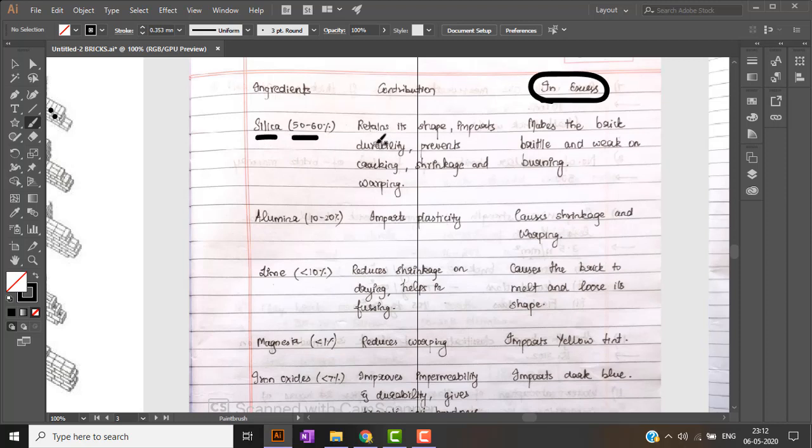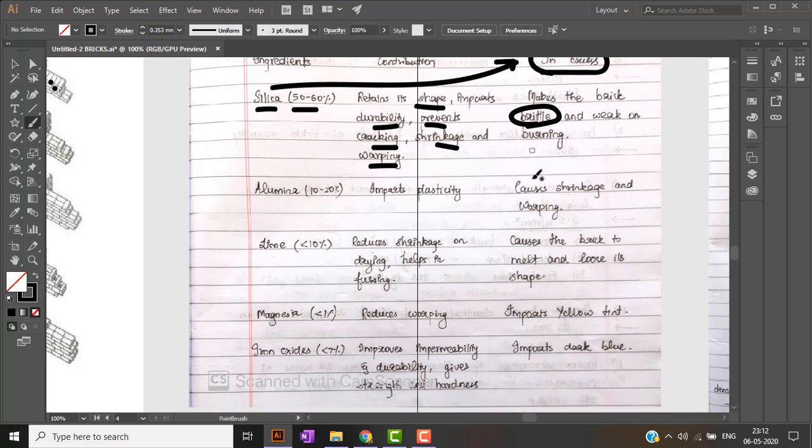Okay. Silica is used to retain the shape of a brick. It imparts durability, prevents cracking. Major and minor cracks, shrinkage and warping are prevented by use of silica. If silica is added in excess, it makes the brick brittle. Brittle means it is very weak and it will become weak on burning.